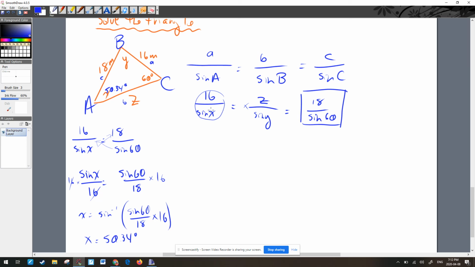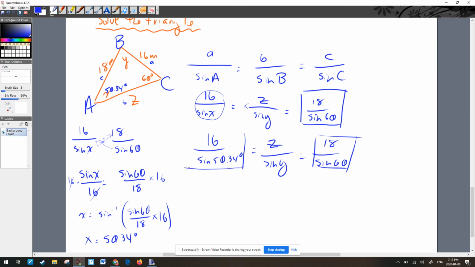And now this ratio is a complete ratio. So it's 16 over the sine of 50.34 degrees. And that's equal to Z over the sine of Y, which is equal to 18 over the sine of 60. Okay, I have two complete ratios. And then I also need a half, but this is not a half complete ratio. It's got two variables. But we're clever enough to realize the three angles in a triangle have to add up to 180 degrees. So we can solve for Y.